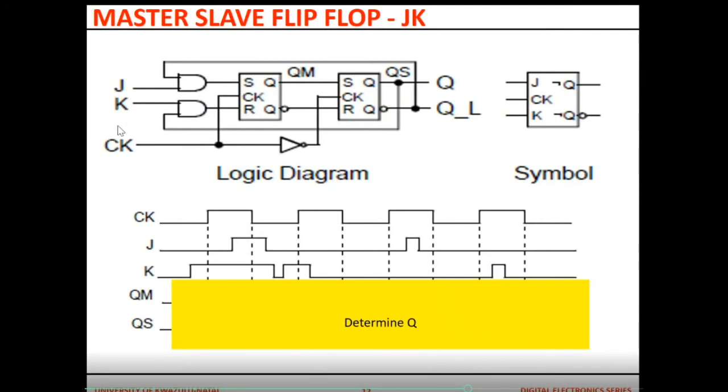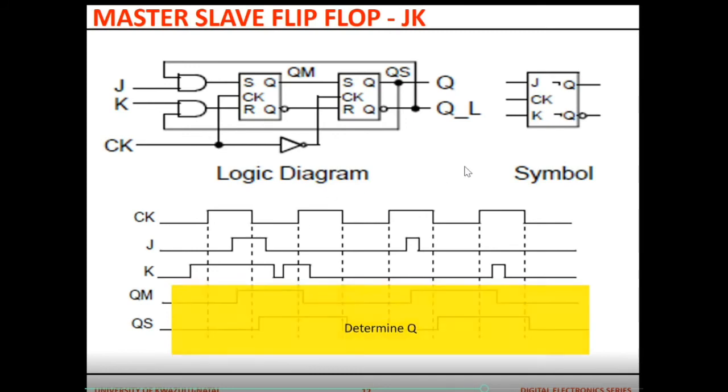Then you've got the master-slave JK flip-flop. It is made from the SR. You've got the JK there, but it's made from SR, and then the clock. That is the symbol. So can you determine QM and QS?